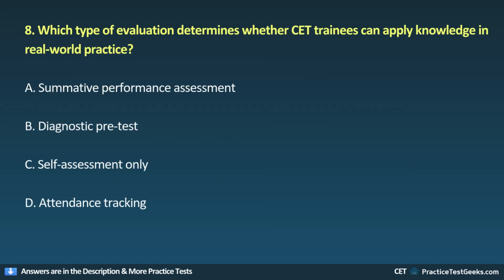8. Which type of evaluation determines whether CET trainees can apply knowledge in real-world practice? A. Summative performance assessment. B. Diagnostic pretest. C. Self-assessment only. D. Attendance tracking.